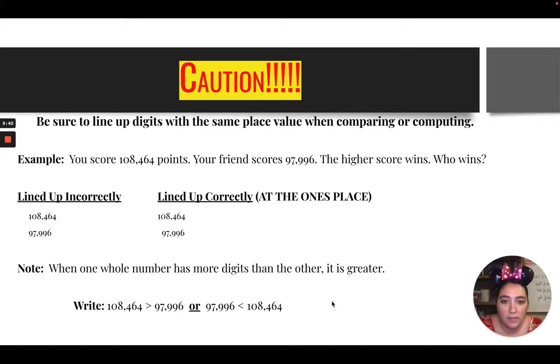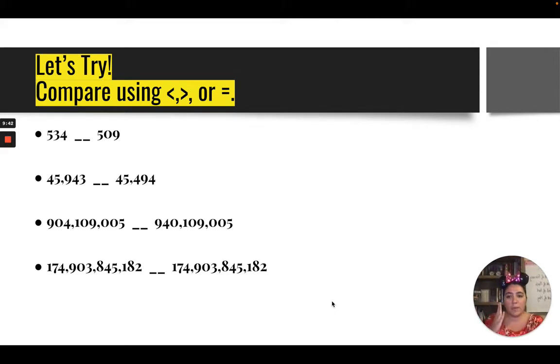All right. Your turn to compare. We have all of these comparisons. 534 compared to 509. 45,000 compared to 943. 45,943 compared to 45,494. 904,109,005 compared to 940,109,005. 174,903,845,182 compared to 174,903,845,182.